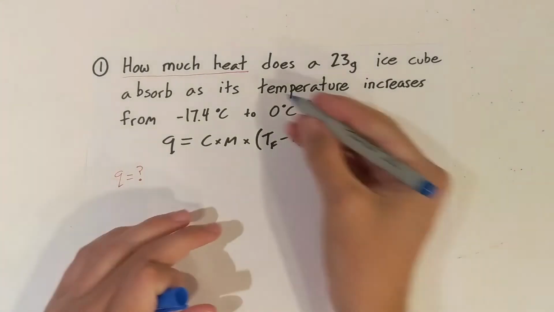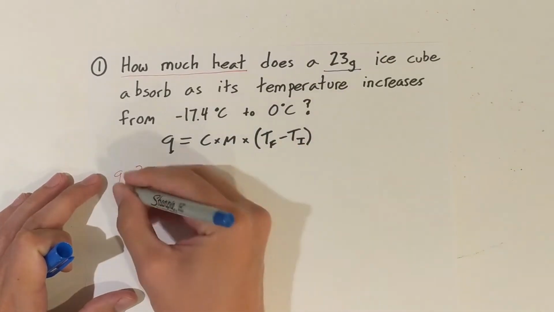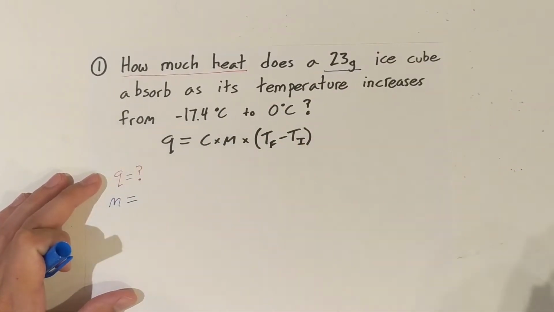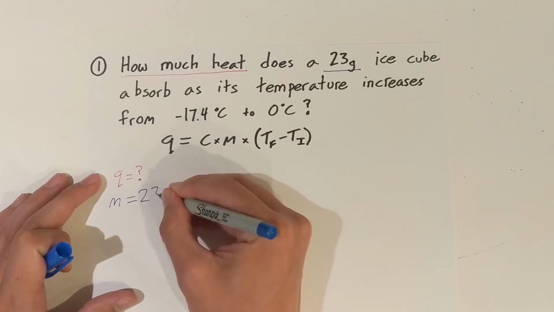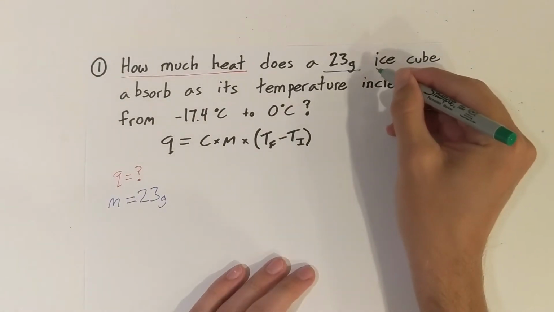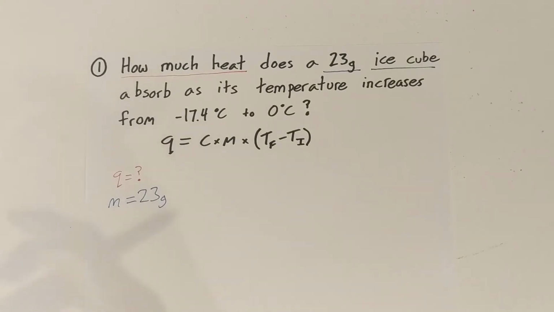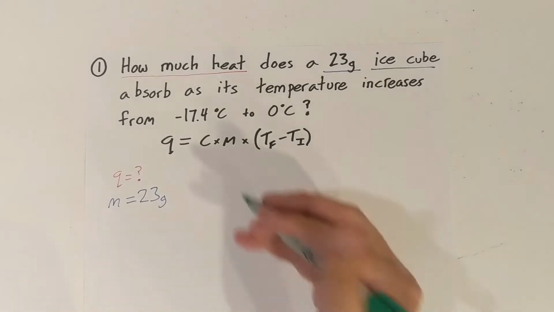All right, and if I keep going, it says a 23 gram, that is going to be my mass. So I could put right here, mass is equal to 23 grams. And it tells me the substance, ice cube. That means the substance I'm dealing with is ice. So, because I know what substance it is, that also tells me what my specific heat is.